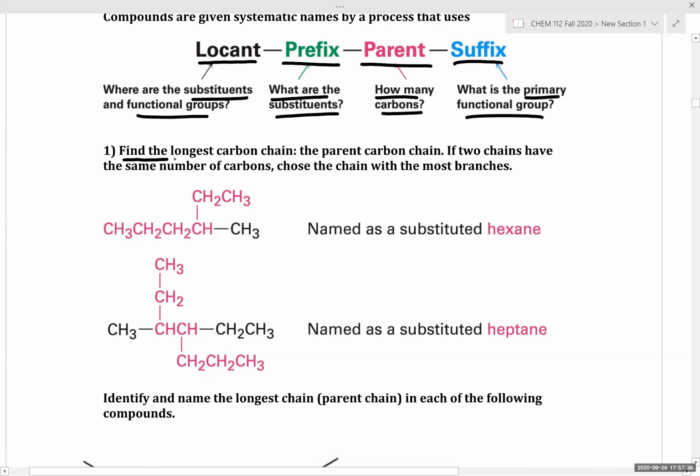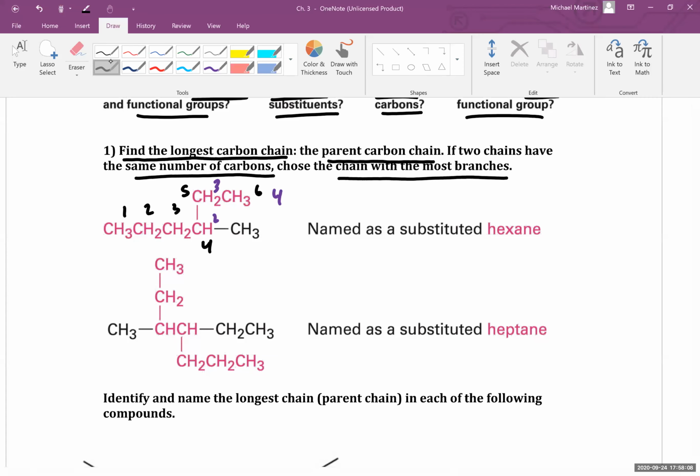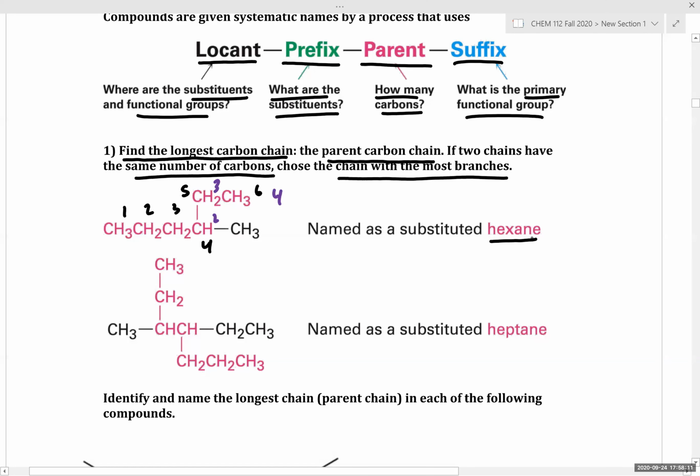First, we find the longest carbon chain. This is known as the parent chain. If two chains have the same number of carbons, choose the chain with the most branches as your parent chain. So for example, we choose our longest chain that has 6 carbons rather than the chain that has 4. Because our main chain has 6, we name our main chain as a hexane chain.